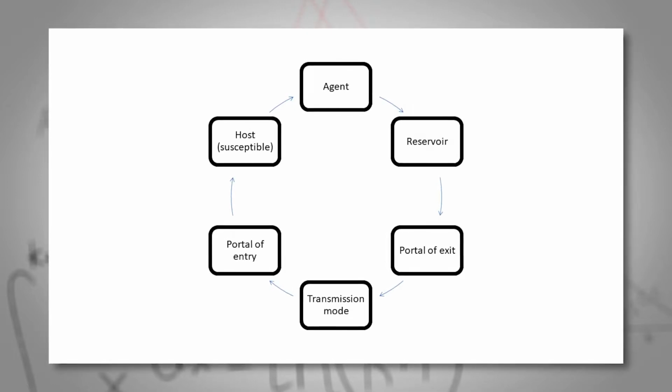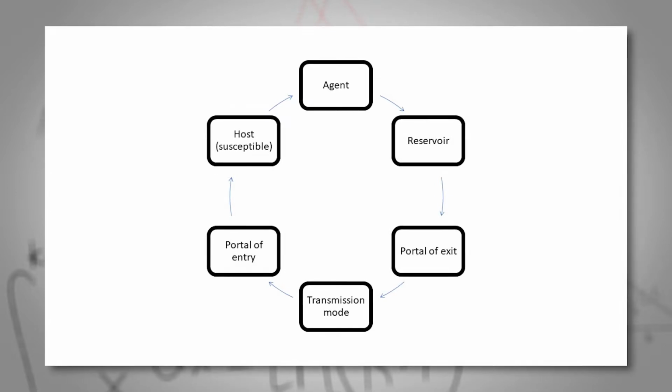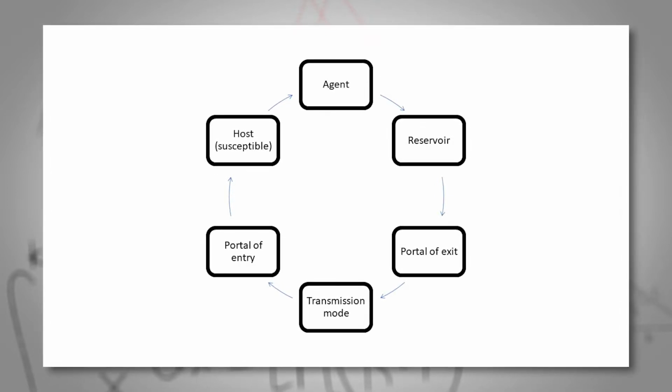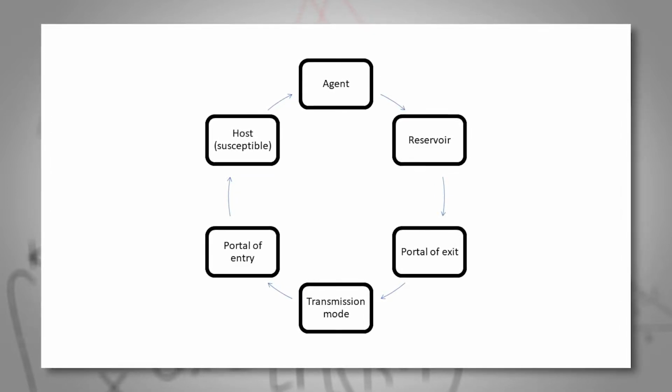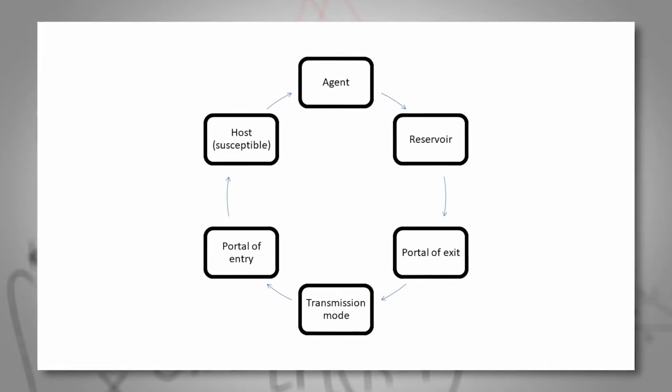From that reservoir, it must leave the reservoir through some sort of portal of exit and enter the transmission mode. What that mode of transmission does is take it from one location to the other. From that location to the other, it will then go through a portal of entry. In our case, with food, it's food that's typically the vehicle, and food entering the mouth is the portal of entry. And then some host who's susceptible to the disease catches the disease and gets sick.